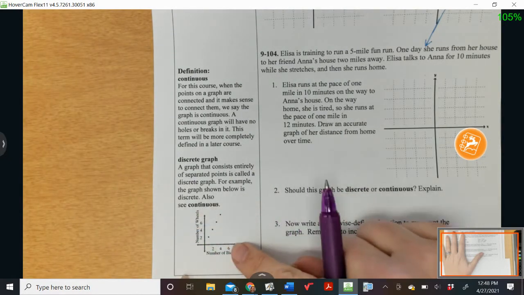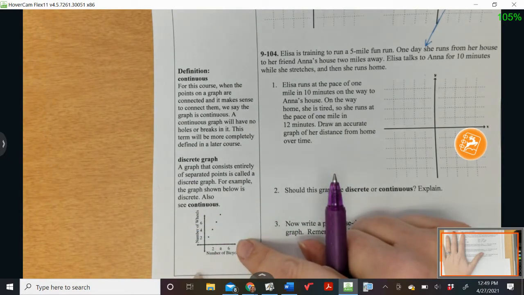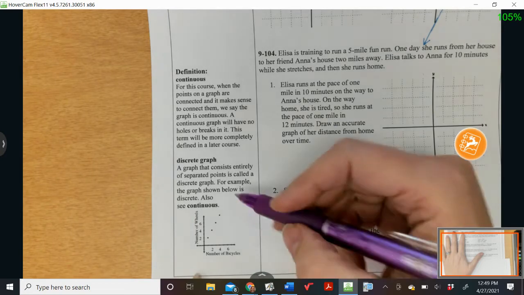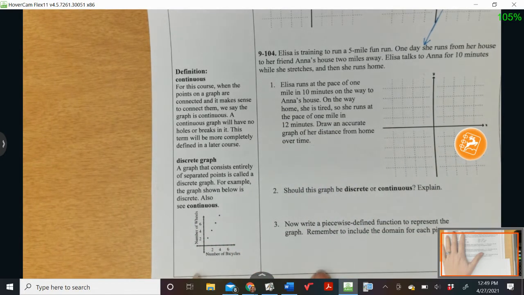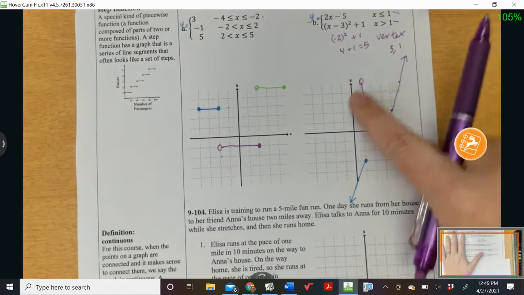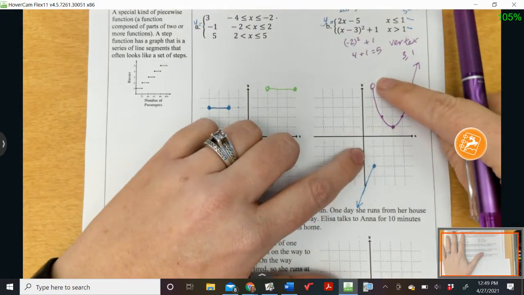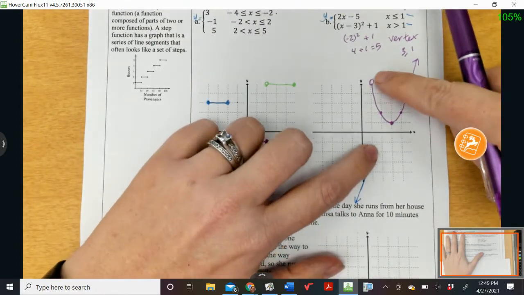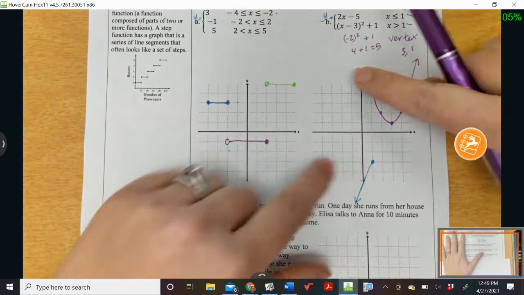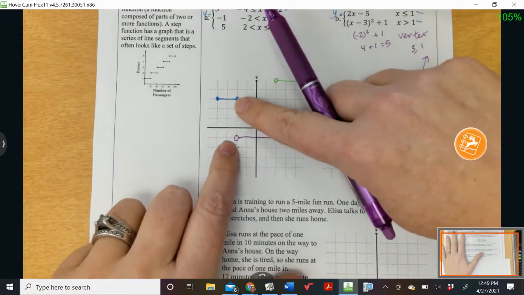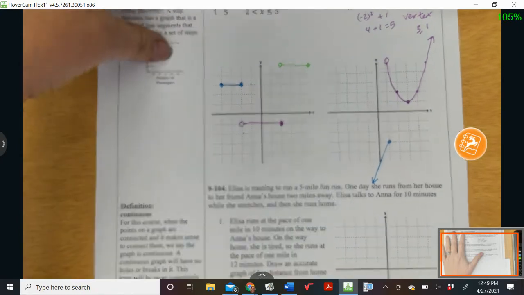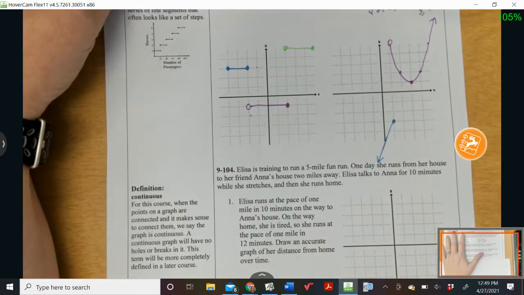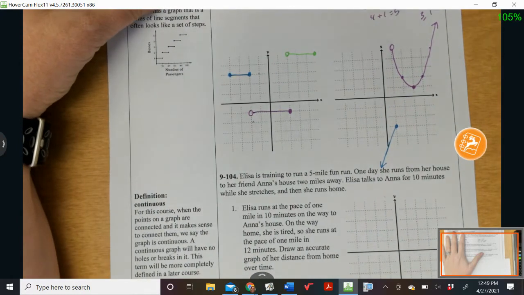Okay, so this is discrete. Scatter plots are discrete. Discrete graphs are graphs that are not connected in any way. So this graph is neither continuous nor discrete. It has a discontinuity, but the rest is continuous. So it's discontinuous right there because of the jumps in the graphs, but the other pieces are continuous. Okay. Are there any questions about that basic idea?